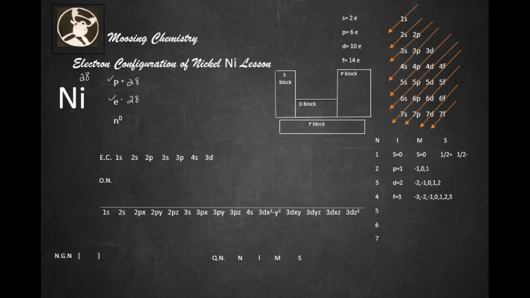Now what about our neutrons? Well, we have to look at our AMU. Our AMU is a combination of both protons and neutrons. So nickel's AMU is 59, right? So we're going to go AMU minus the number of protons is equal to neutrons, right? So this is going to be 59 minus 28, which will give us 31 neutrons. So we're going to put 31 up there.